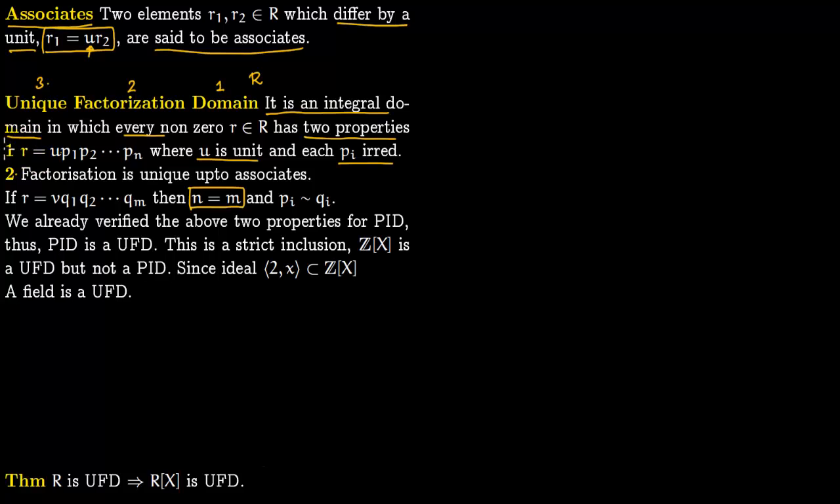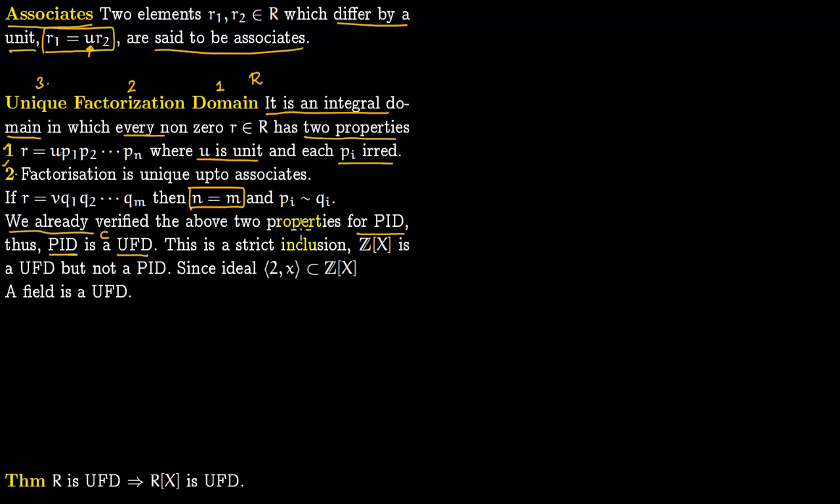We have already verified these two properties for PIDs. In the lecture on principal ideal domain, we verified these two properties. So the first example of a UFD is a PID. Every PID, that is a principal ideal domain, is a UFD, that is unique factorization domain. And this inclusion is strict. So PIDs are strictly contained within UFDs.